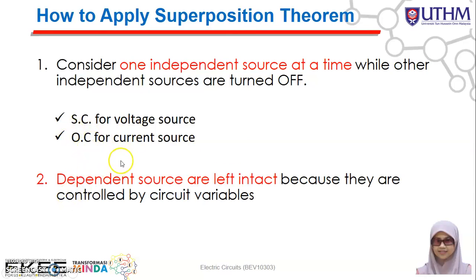All right. Once you consider one independent source at a time, the dependent sources are left intact, because they are controlled by the circuit variables. So you just turn off your independent sources, but you leave your dependent sources. You don't need to turn off your dependent sources.